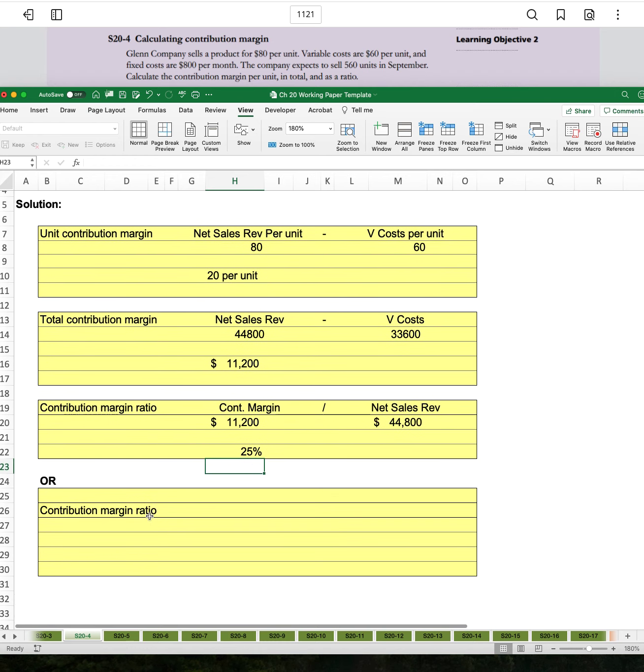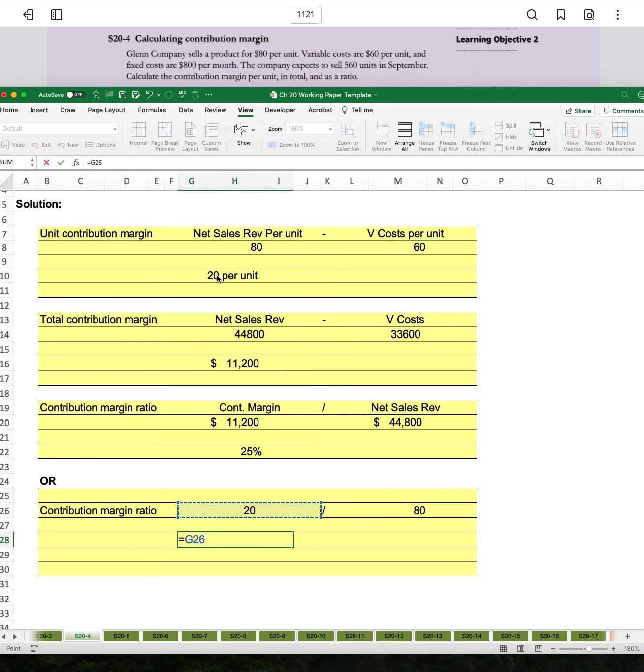And we could have also done that per unit. So if we said, 20 per unit divided by the revenue of 80 per unit, we will get that same 25%.